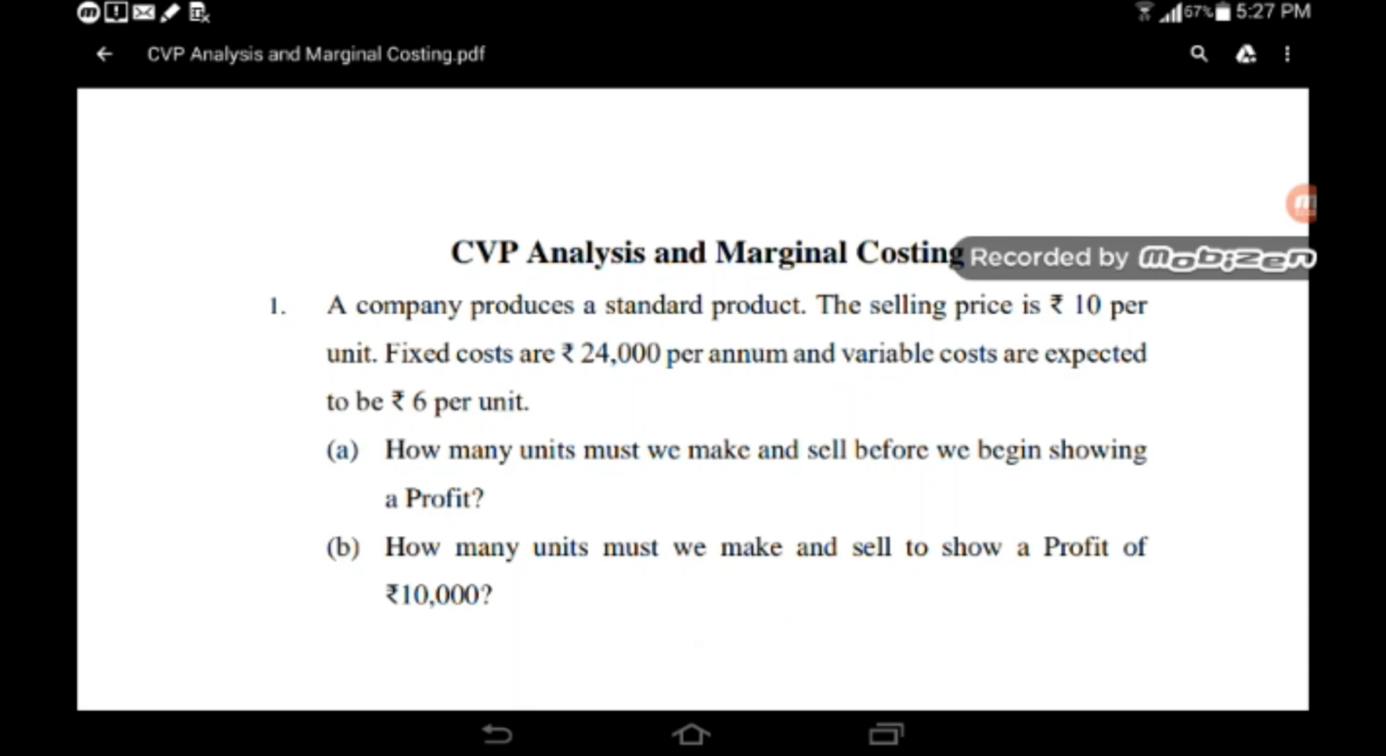So in part A, we have to calculate the break-even point, the point after which we will be able to have a profit. And in part B, what is the expected sales in order to have an expected profit of rupees 10,000?